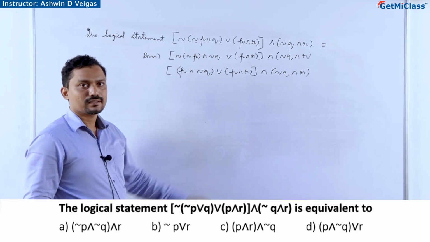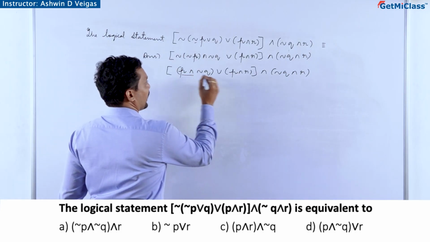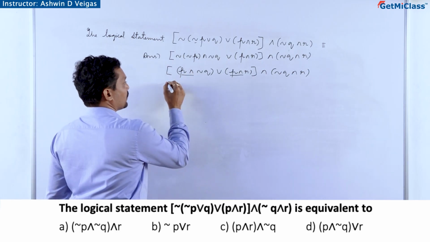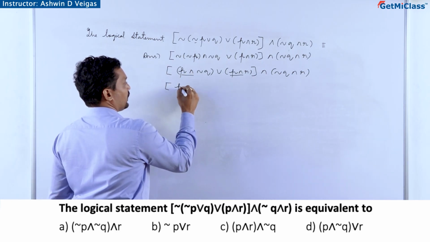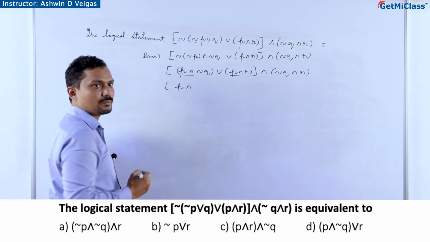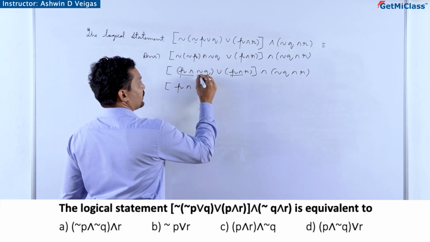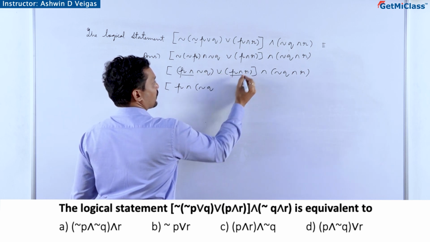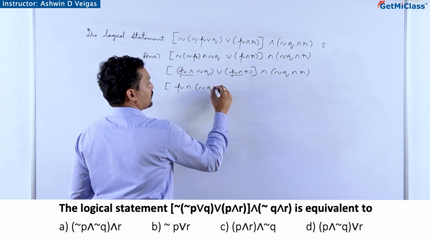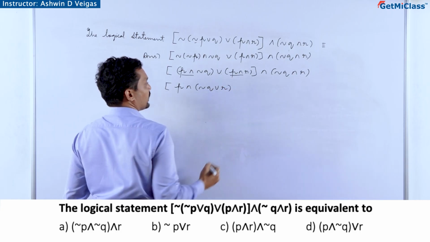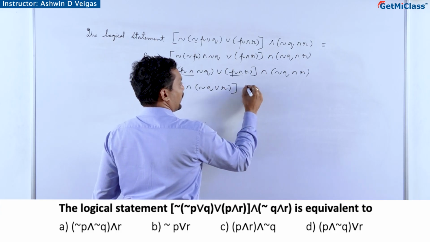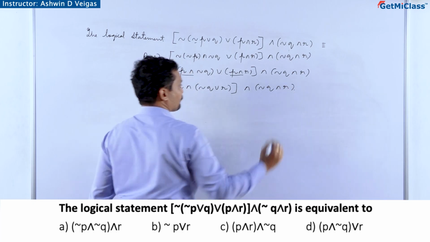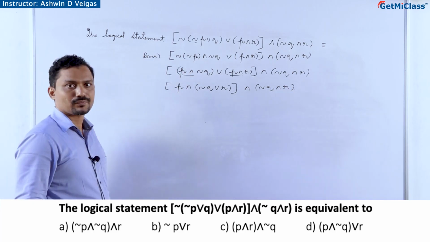Now, if you see this bracket carefully, you can see that P and is common. So, that is distributive law. So, P and is common. So, this can be written as P and you can write it as common. So, what is left is negation of Q or R. You get like this, and negation of Q and R. This is how you get.